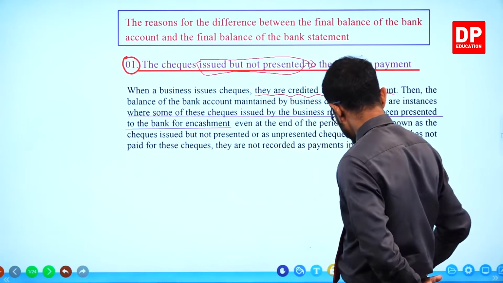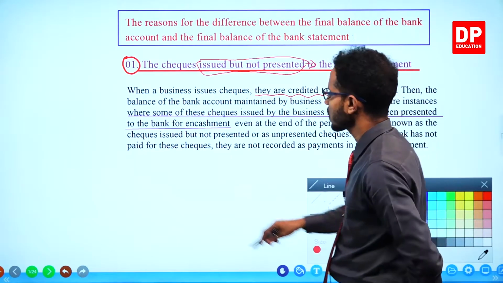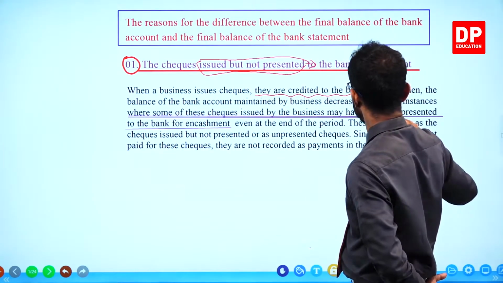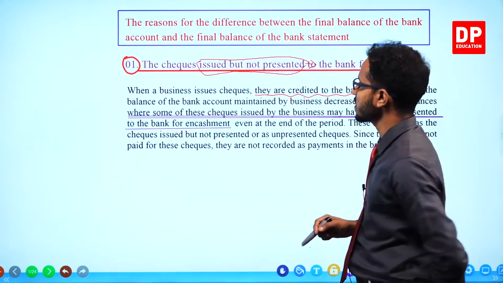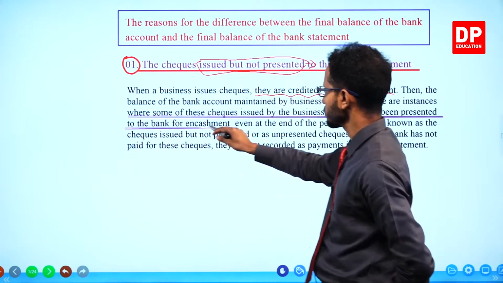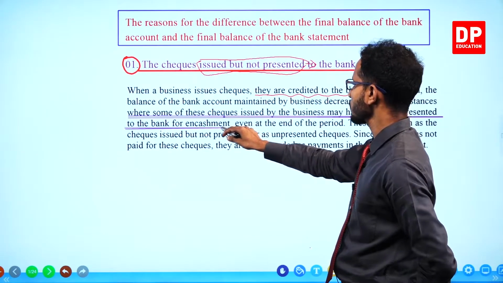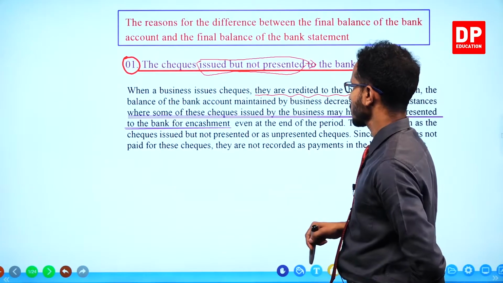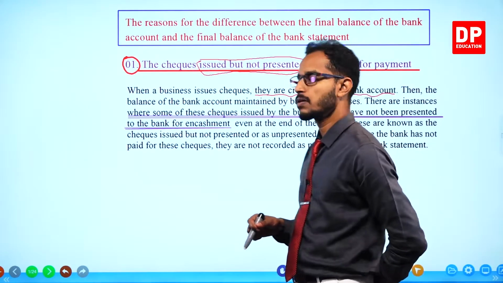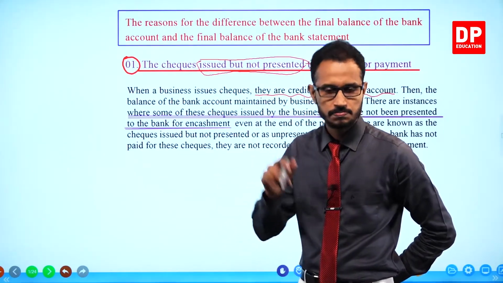If these checks that we credited in our bank account are not presented for encashment, it means our bank balance has not actually decreased.